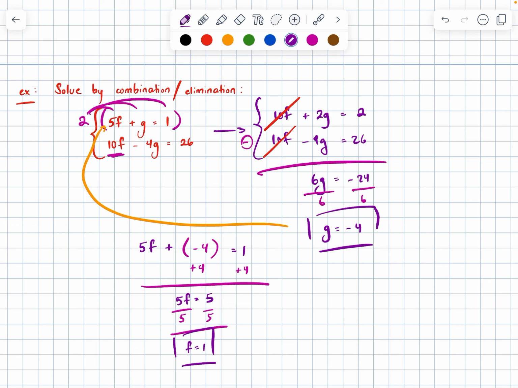F is 1, g is negative 4. How would I write this as an ordered pair? Very good. Well, f comes before g in the alphabet. Therefore, as an ordered pair, 1 would come before negative 4. Beautiful. So sometimes we can get away with multiplying just one of our equations by some number to get to a place where we can use elimination.